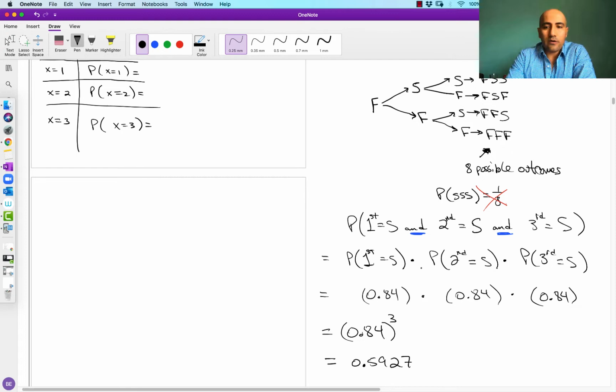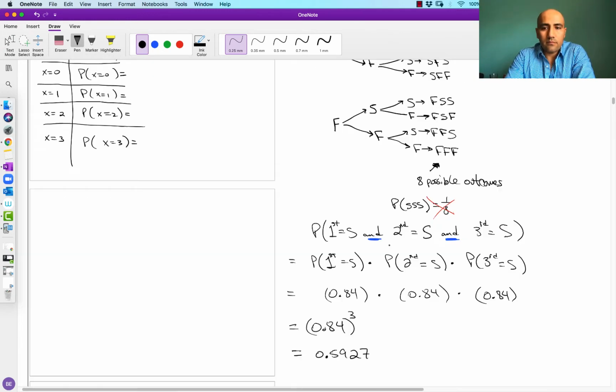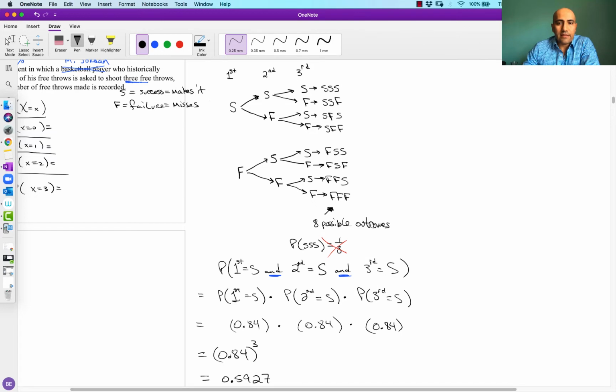So going back up to our tree up here, I'm going to say that this top one up here, just for notation's sake, this is the probability that we have SSS, and so that's equal to the probability of having a success, then a success, then a success. That's going to be 0.84 times 0.84 times 0.84, which equals 0.84 to the power of 3. Good.